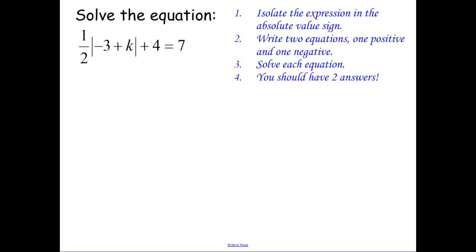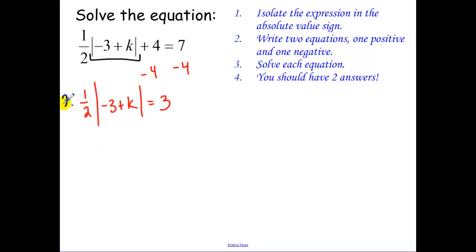Now solving equations. I have the steps written out there for us. Our first step is to isolate the expression in the absolute value sign. So we need to isolate this piece. That piece is being multiplied by 1/2, then 4 is being added to it. So what we need to do is subtract 4 from both sides, that last thing that's happening to it. Because if you multiply by 2, a lot of you guys are going to forget to multiply the 2 to the 4. So we have 1/2 times |-3 plus k| equals 3.